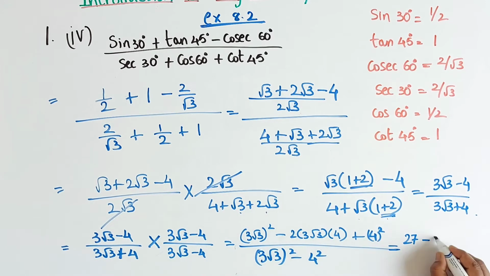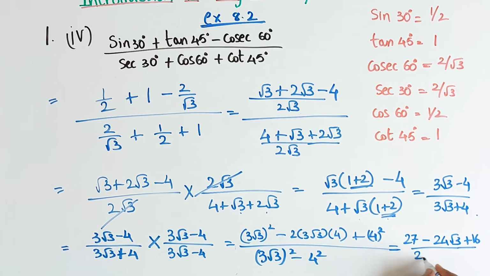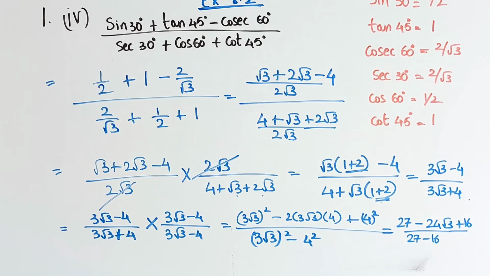8 into 3, 24 root 3, children. Plus 16 here. And in the denominator, 3 root 3 whole square, 9 into 3, 27 minus 16. Correct? Now what is the final answer, children? 27 plus 16 equals 43 minus 24 root 3 divided by 27 minus 16. It is 11. Correct, children? This is the final answer.